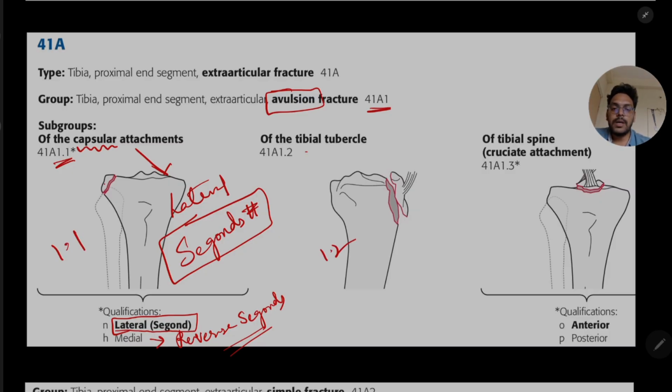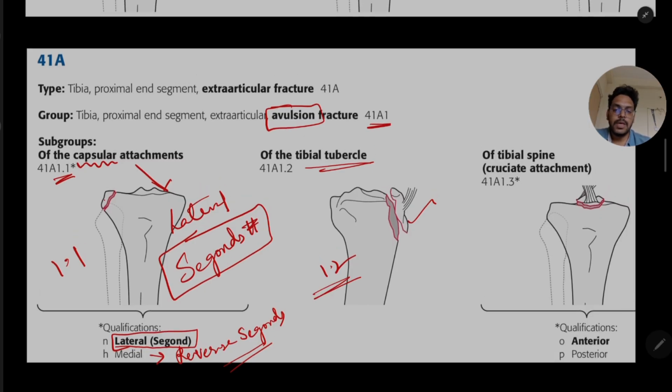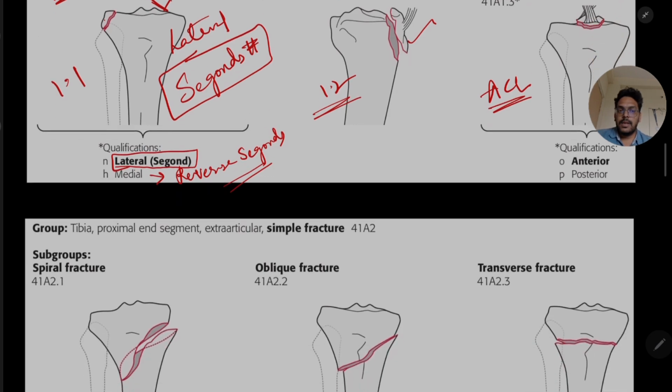Then 1.2 is the tibial tubercle getting avulsed. Anteriorly, the tibial tubercle getting avulsed, you give it as A1.2. 1.3 is any cruciate ligament that is getting avulsed from the tibial spine. So most commonly the ACL will get avulsed from the tibial spine. Then A2. A2 is a simple extra-articular fracture.